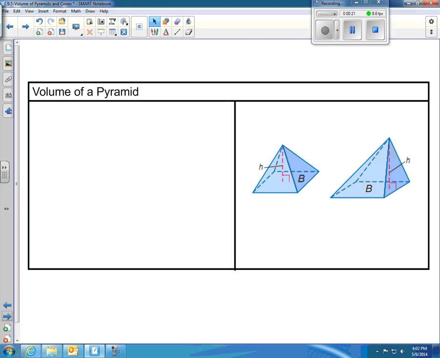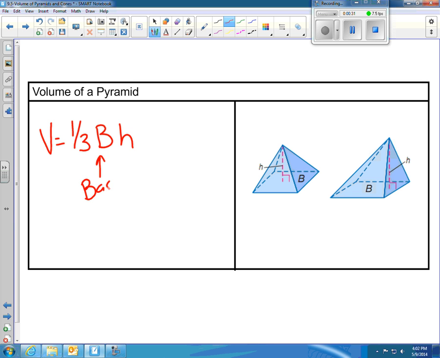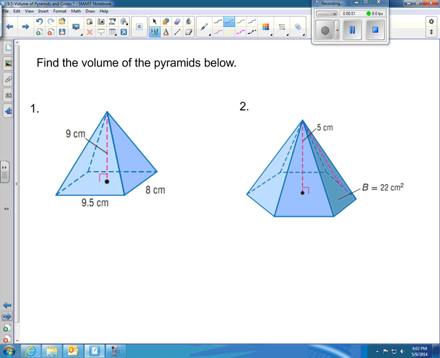I'm just going to go ahead and give you the volume formula for a pyramid. It's 1/3 base area times height. And notice this is height, not slant height. So it's our altitude, our h. See that in the two pictures? It's not the slant height. Okay, so let's go ahead and look at number 1.